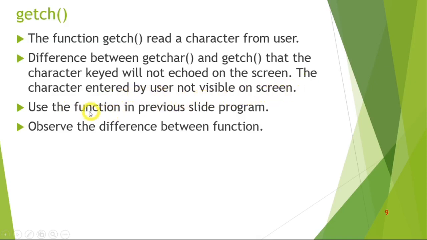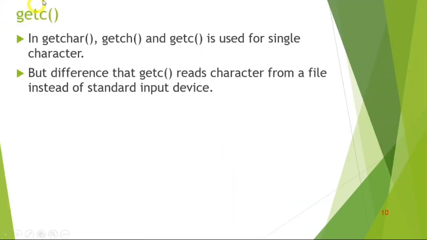Very simple. Okay, now use the functions from the previous slide in the program, and we observe the difference between the functions. Now getc. This is another way of getting a character in a program. getchar, getch and getc read a single character. Remember, there can be MCQs on this. So remember that a single character is used in getchar, getch and getc.